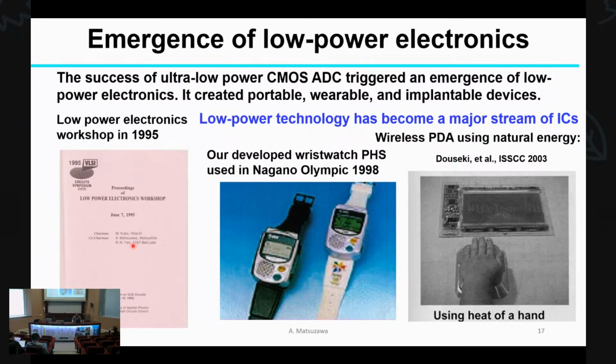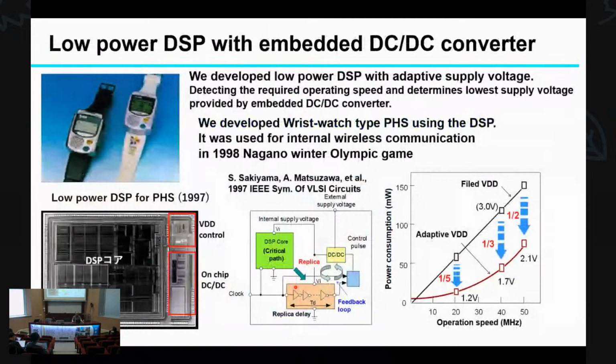So I organized the world's first low power electronics workshop. Low power is very popular now, but at that moment, it was not popular. And this is how the handy type research type developed. So this is one example of how low power is important to create a new product.